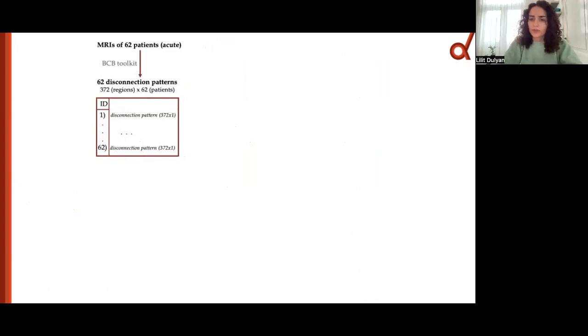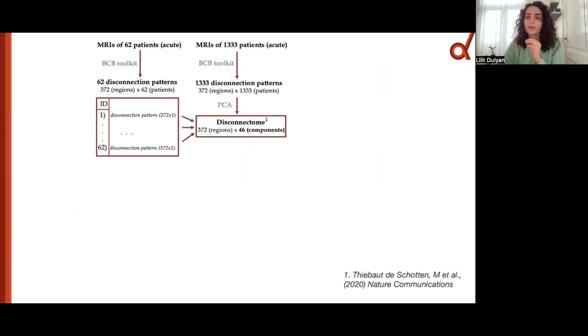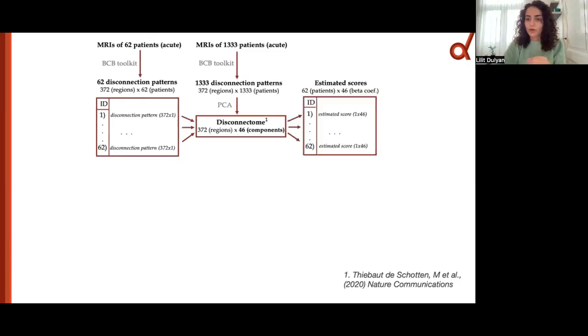Then to reduce the dimensions, we mapped each patient's disconnection pattern onto a space derived from an independent large dataset of ischemic stroke patients, which is called disconnectome, and it consists of 46 components. This procedure gave us the patient's estimated score of each component.